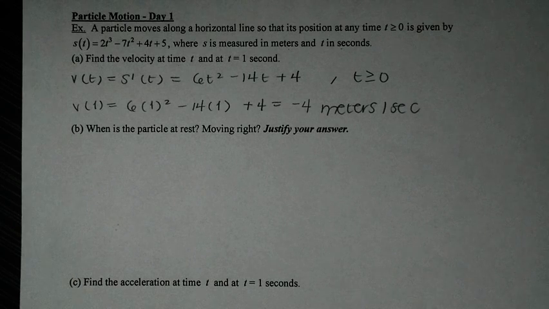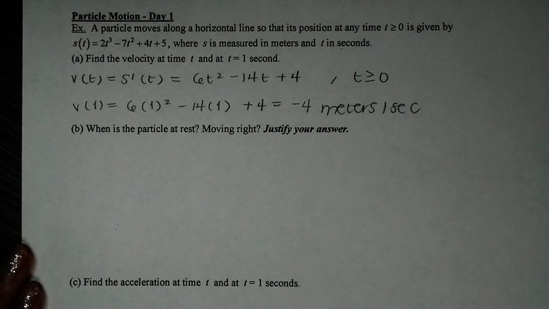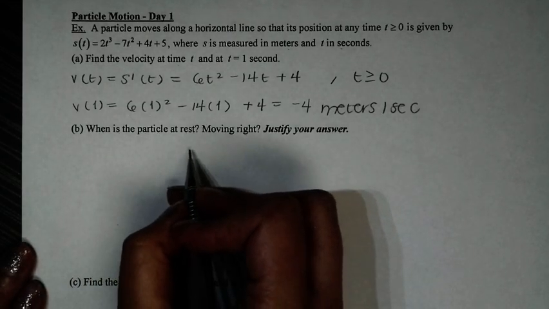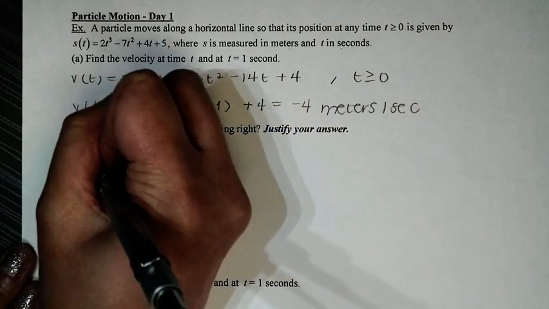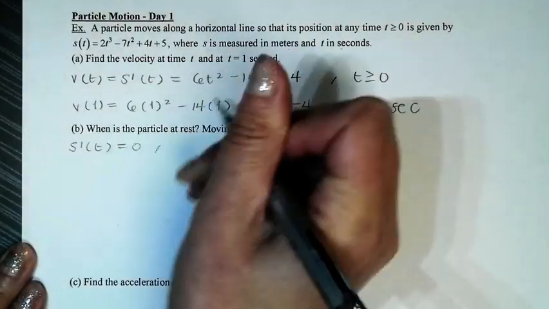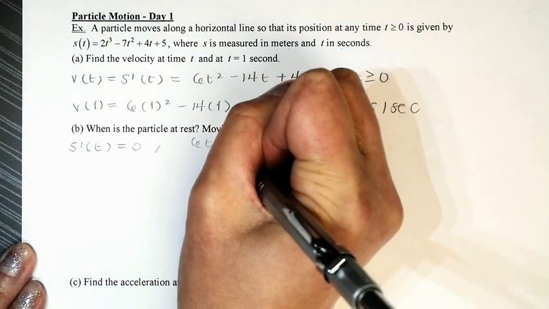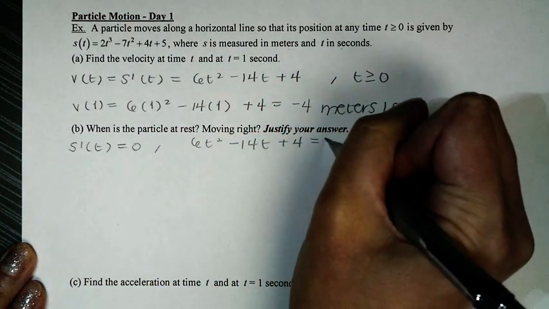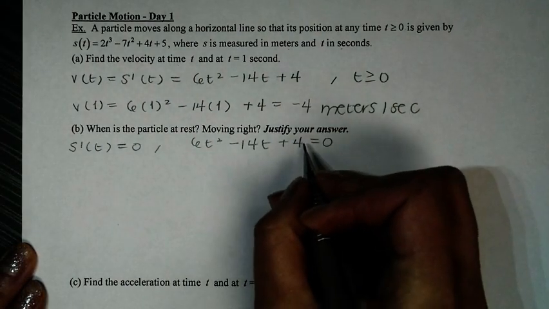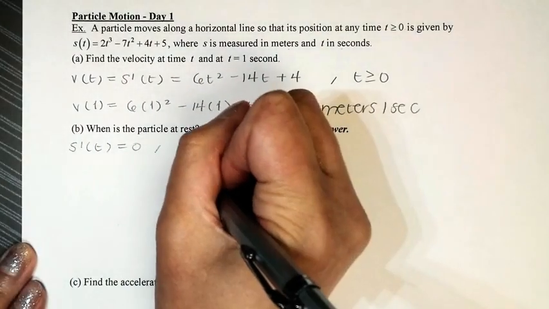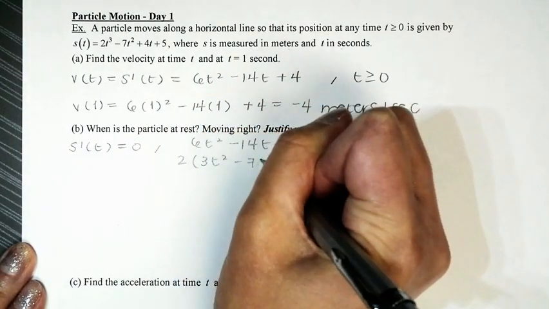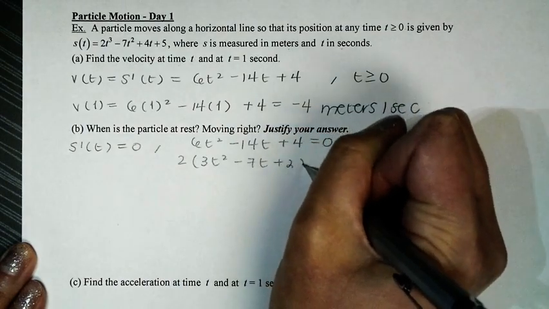Okay, so they ask you here, when is the particle at rest? So what are you going to do here? Well, it's pretty similar to finding the critical numbers. Here what you need to set is your derivative equal to 0, which in this case is 6t^2 minus 14t plus 4 equals 0. So we're going to factor out the 2, and we have 3t^2 minus 7t plus 2 equals 0.